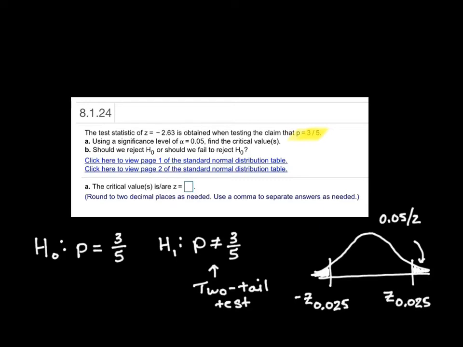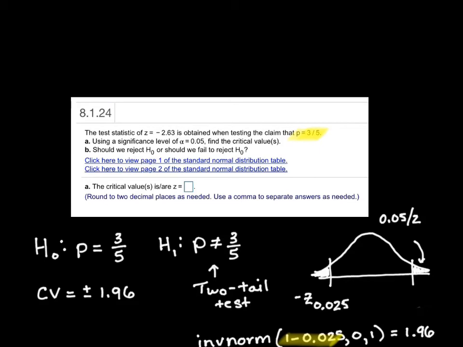So how do I find those critical values? I'm going to use the inverse norm function from the calculator. And because the 0.025 is on the right-hand side, I'm using 1 minus 0.025 here. I could have used 0.025. I would have gotten a negative value. Doesn't really matter because I want my two critical values, which are plus and minus 1.96. So I'm going to go ahead and fill that in my distribution.